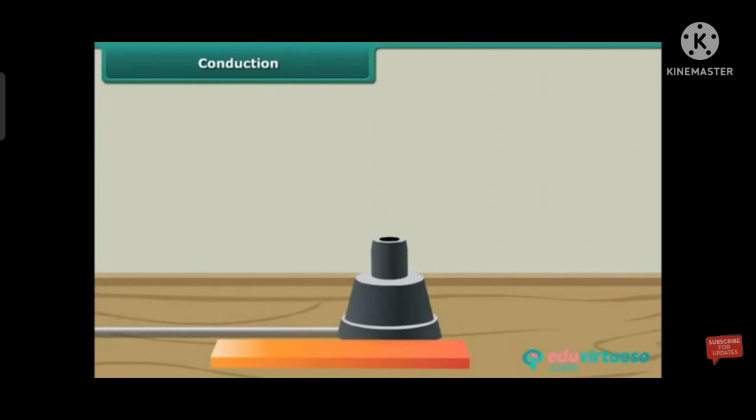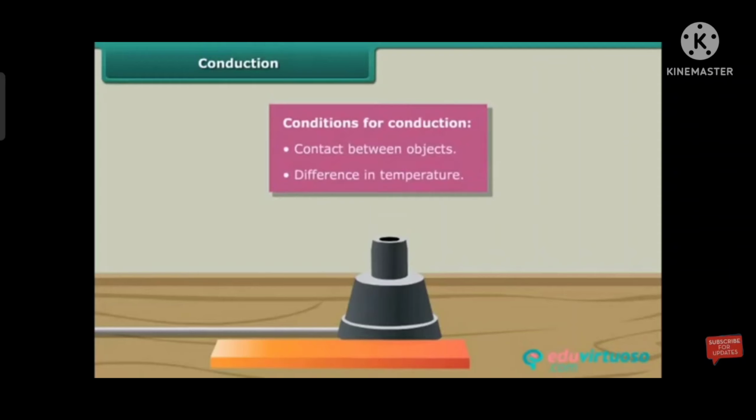Remember that there are two important conditions for heat to be conducted from one body to another. These are: the two objects should be in contact and their temperatures should be different.